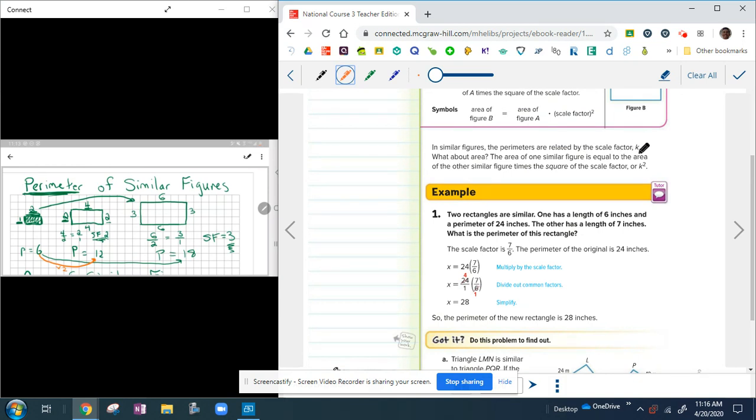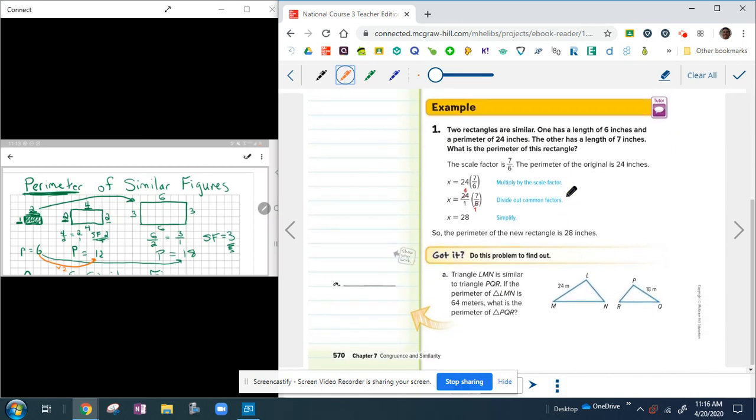Remember that sometimes we talk about the scale factor with this letter K. So the perimeters are related by the scale factor K. You just multiply the old perimeter by K and you get the new perimeter. How about the areas? Well, you just multiply the old area by the scale factor twice, so scale factor squared, and you get the new area. All right, so let's look at example 1.